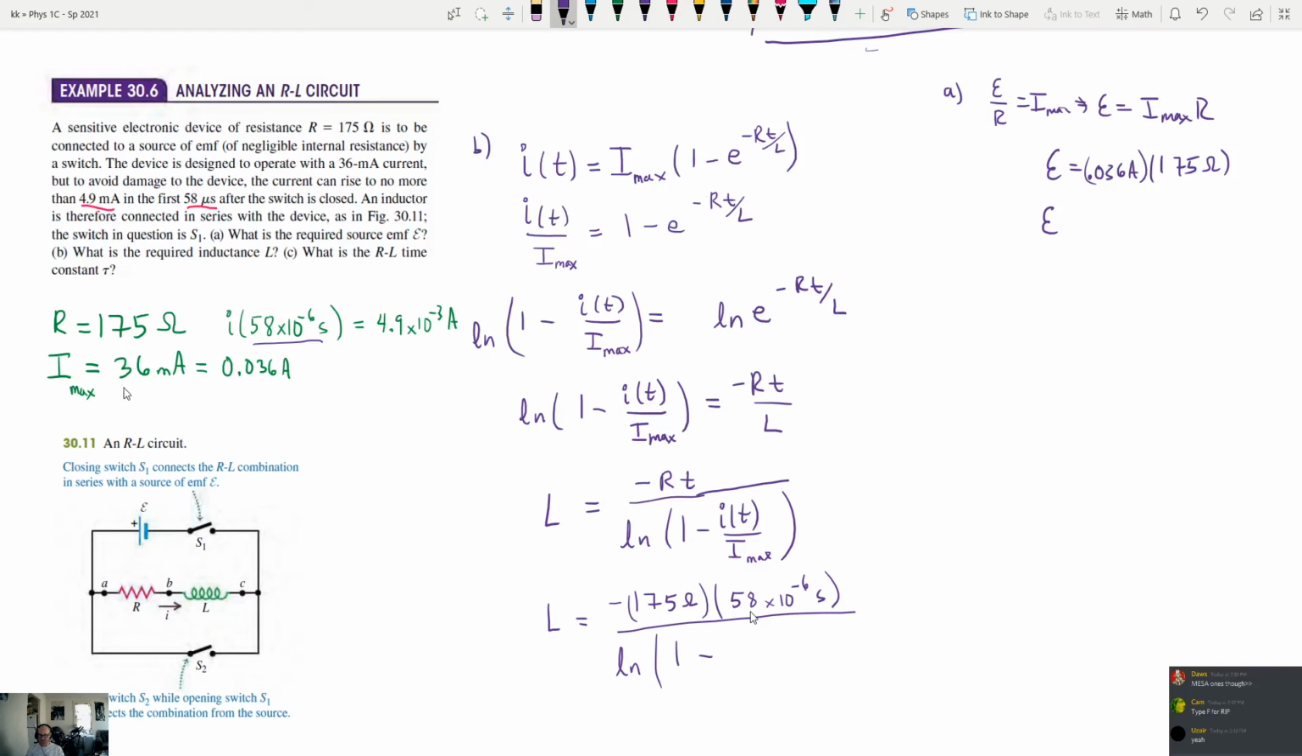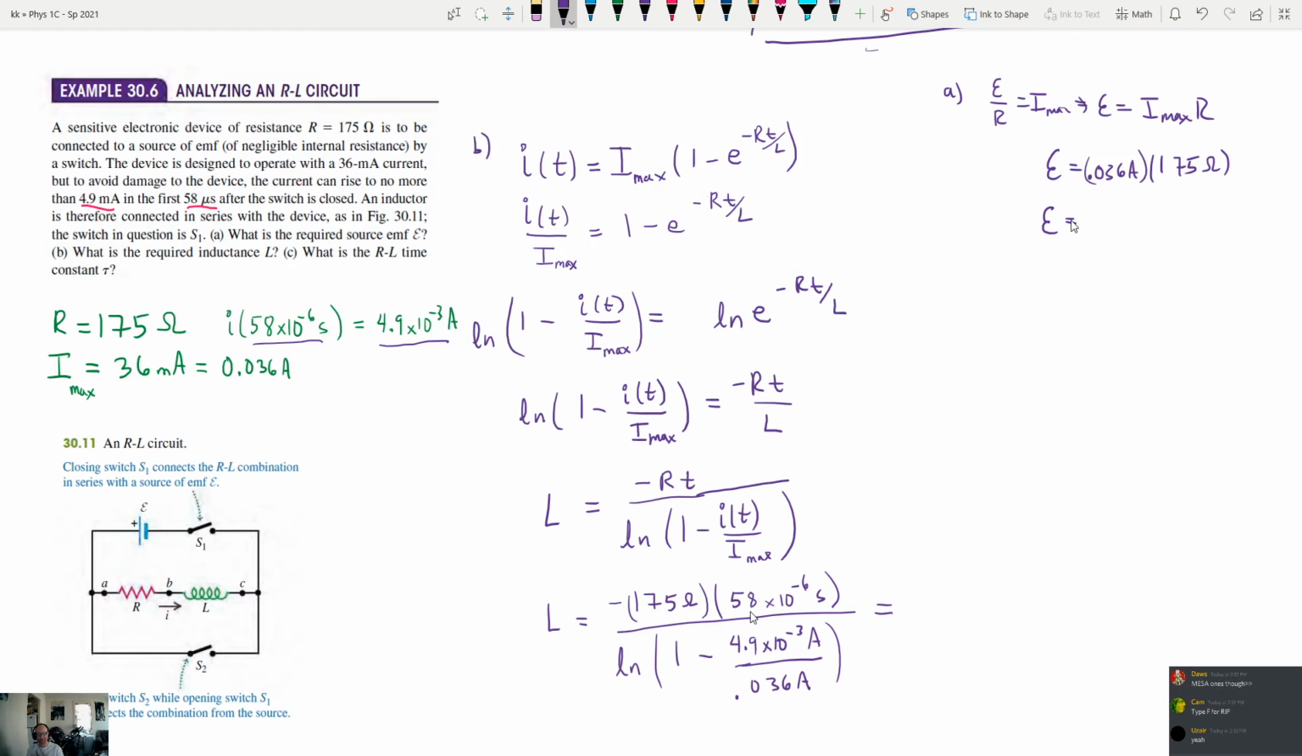So negative... So I of t was 4.9 times 10 to the negative 3 amps. That's the time at which we knew what the current was. So we put 4.9 times 10 to the minus 3 amps divided by the maximum current, which is 0.036 amps. This is good. When you're doing a log, you always want to make sure that the thing you're doing the log of doesn't have units, right? So that's good. So what do we get for L, and what do we get for E?